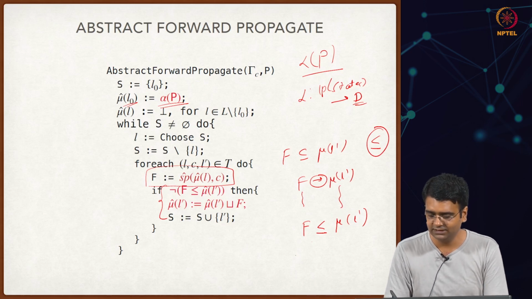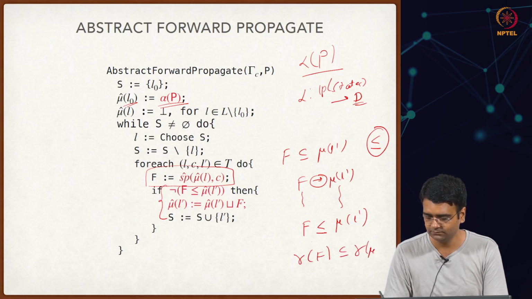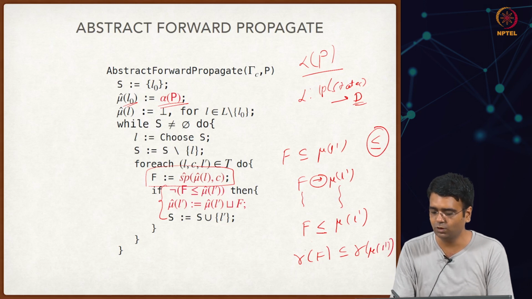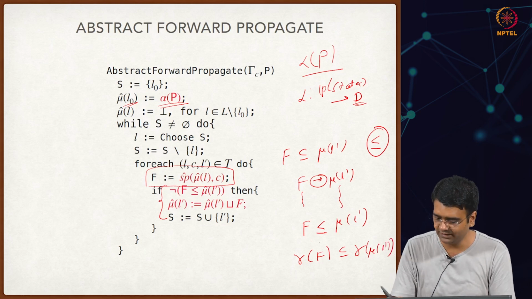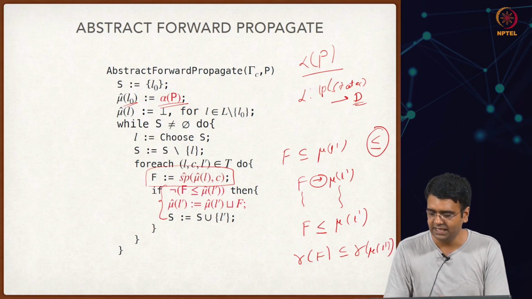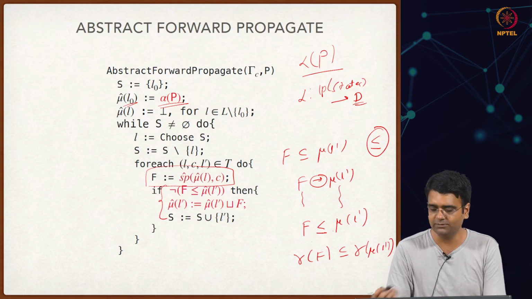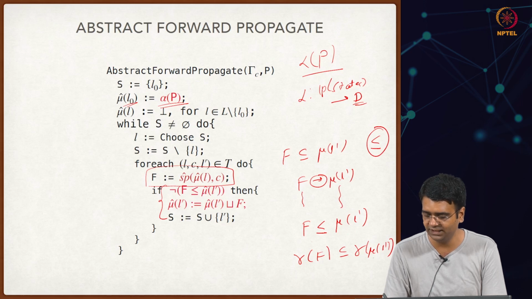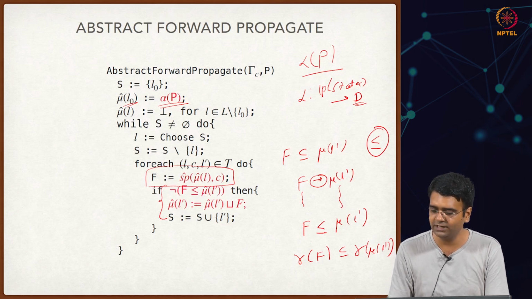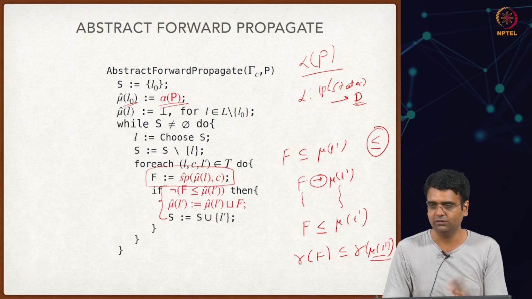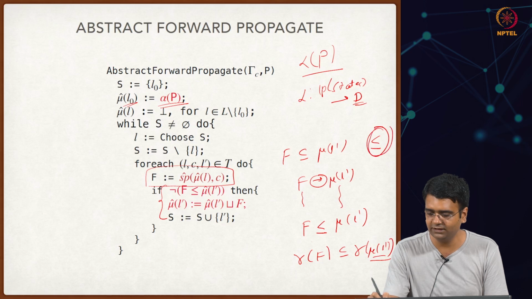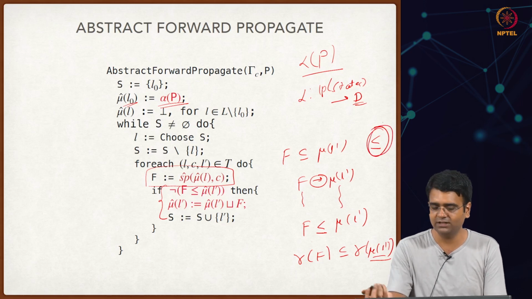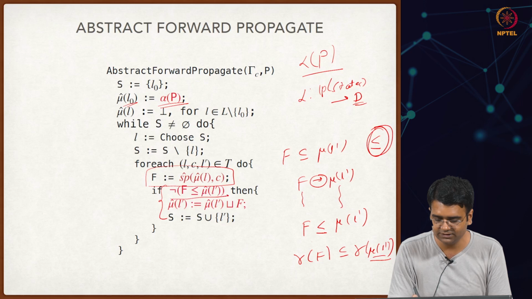So essentially this means that gamma of F is a subset of gamma of mu hat of L prime. If you concretize the element F of the abstract domain, and if you concretize the element mu hat of L prime of the abstract domain, it is the case that gamma of F is contained inside gamma of mu hat of L prime, and therefore I don't need to change mu hat of L prime at all. So this is a special ordering constraint that I require on the elements of the abstract domain, and this is the ordering constraint that I am using here.